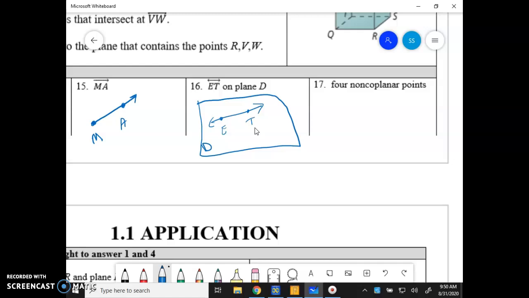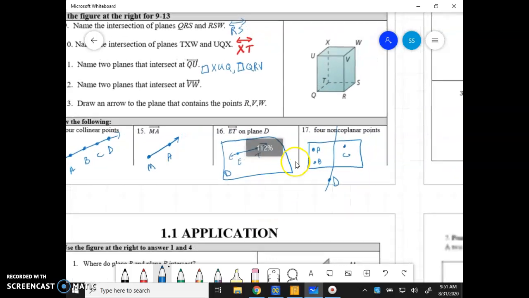These are pretty easy. 4 non-coplanar points. Let's see. Why don't we make a plane? 4 non-coplanar, and let's make a line going through it. Let's do A, B, C, and so these 3 are coplanar. Let's just make sure we understand that this one's clearly not on this plane. All right, so that would be a non-coplanar point. All right, that is pretty much it.